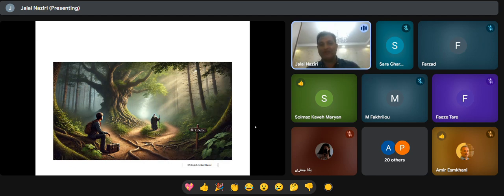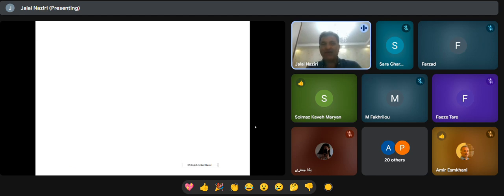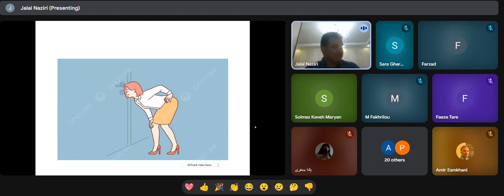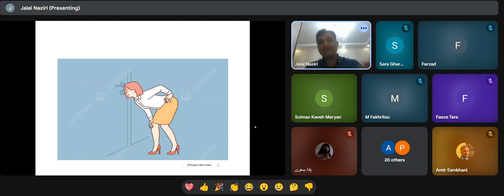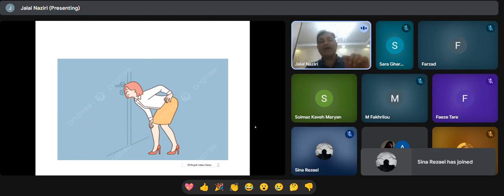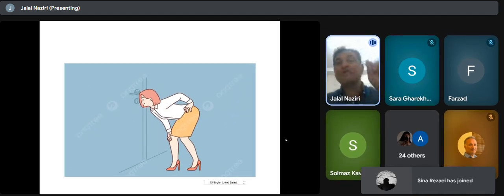Find your own way. Okay, now what is this picture? Look, you see someone is peeking through the keyhole. This is you. Look at your own classrooms and see how you teach grammar.